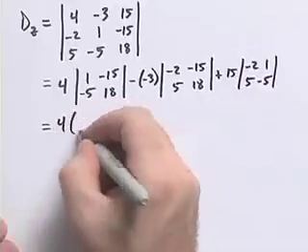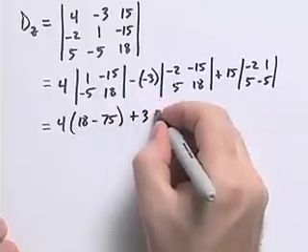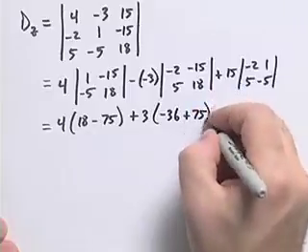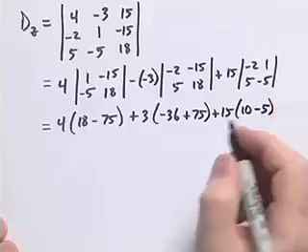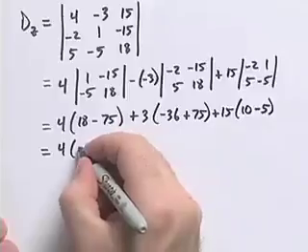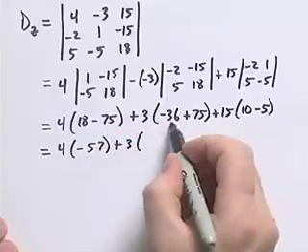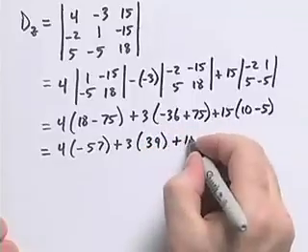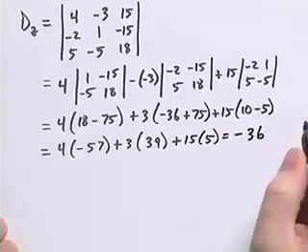So here we'll have 4 times 18 minus 75, plus 3 times negative 36, plus 75, plus 15 times 10 minus 5. Gives us 4 times, now 18 minus 75, it's going to be negative 57, plus 3 times negative 36 plus 75 will be 39, and then plus 15 times 5. Evaluate that out, we'll get negative 36.